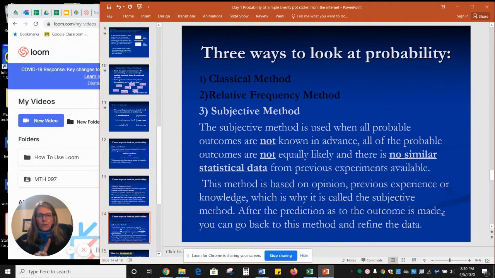The third way to look at probability is the subjective method. This is when the outcomes are not known in advance and the probabilities are not equally likely and there's no similar statistical data. This is where people base their probability, instead of on numbers, on opinion, on previous experience, on knowledge. That's why it's called subjective. An example of this would be your advisor. Your advisor has had previous experience and gives advice to you based on that previous experience. Even though you are one of a kind, there's no similar statistical data for you.